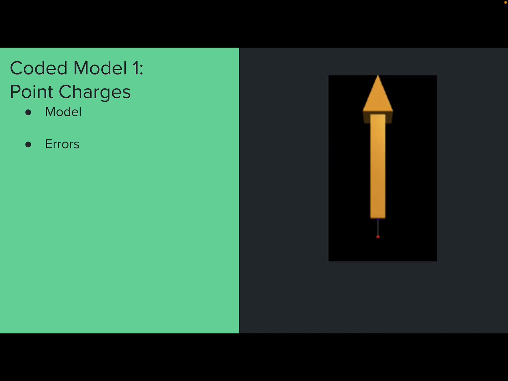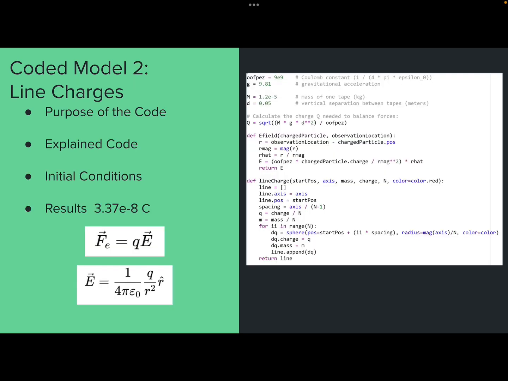And here are the models. As you can see, we had some slight error because not all the arrows showed, but that is the charge. This is the model for the point charge particle. As you see, here's the code. You see we have the line of charges, which should give a more accurate result.